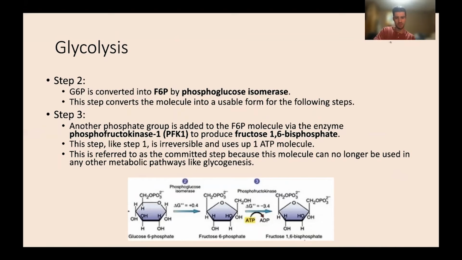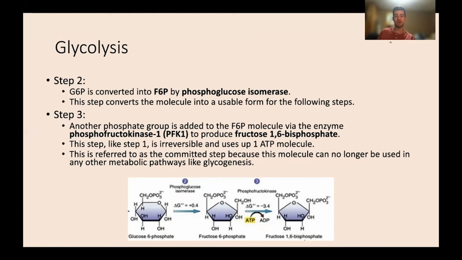So another phosphate group is added to the F6P molecule via the enzyme phosphofructokinase 1. It's more commonly referred to as PFK1, and it produces a molecule called fructose 1,6-bisphosphate. Like step 1, this step is also irreversible. So this would be considered the second committed step of the 10-step process.